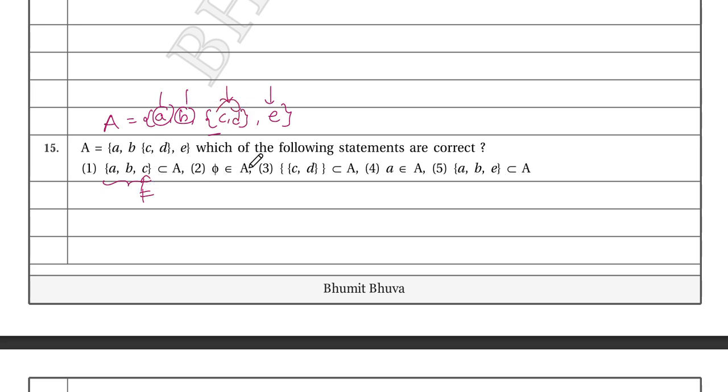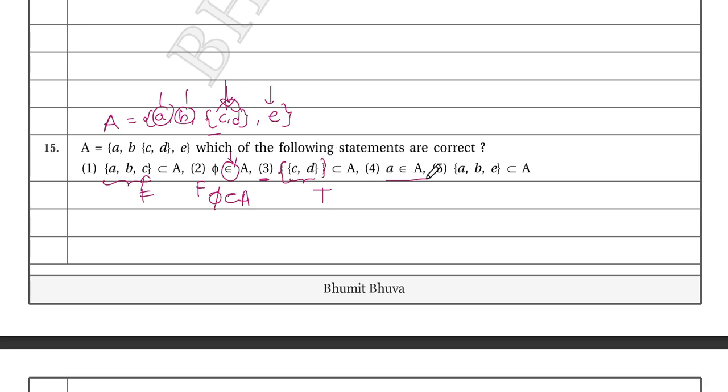Second, empty set belongs to A. So the belongs to sign won't come. Empty set is a subset of A. Okay. Because of this belongs to sign, this is false. Then third, now a single element is given, C comma D. So C comma D, this is there in the set A. Yes, it is a subset of A. So this is true, because now the subset sign is given.